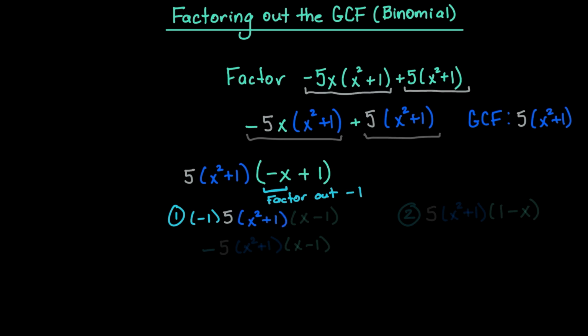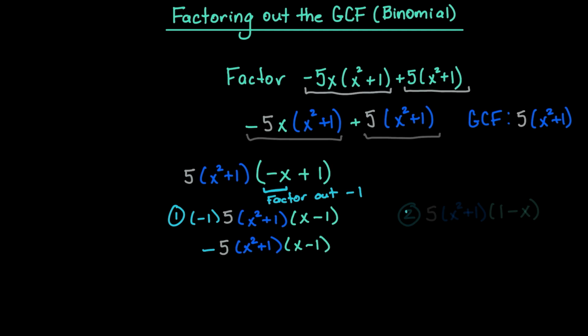Factoring out a negative 1 from that factor means I'm dividing it by negative 1. So that's going to give me x minus 1. Notice the negative 1 only divides out of that term, not all of the terms. You might also see that written as just negative 5 times x squared plus 1 times x minus 1.